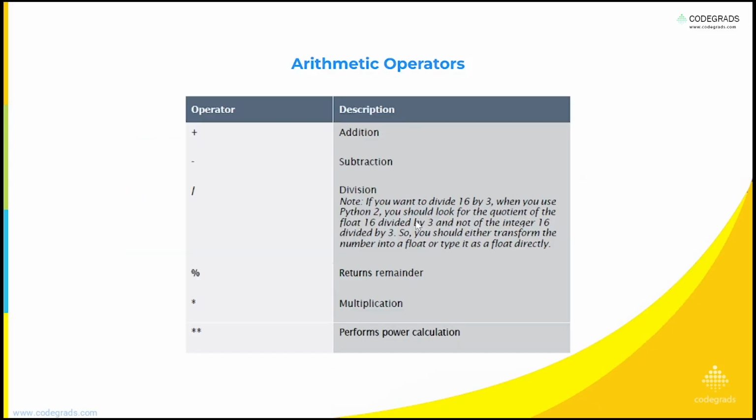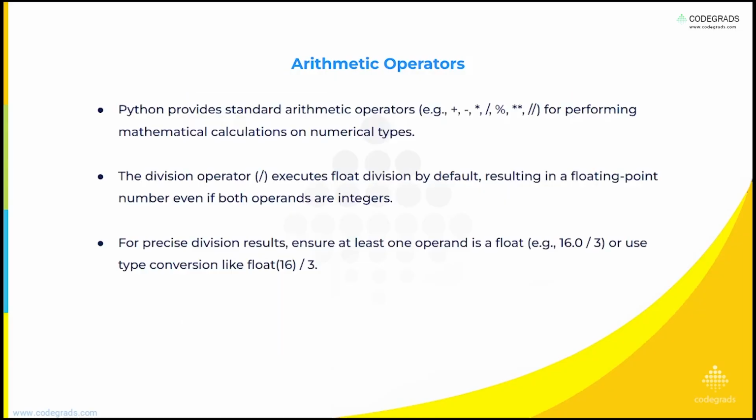Now here we have plus for addition, minus symbol for subtraction, and slash for division. We have a note that if you want to divide 16 by 3 when you use Python 2, we should look for the quotient of the float 16 divided by 3 and not for the integer 16 divided by 3. So you should either transform the number into a float or type it as a float directly. Now, as you can see here, this percent symbol is used for modulus, so it will just give us the remainder.